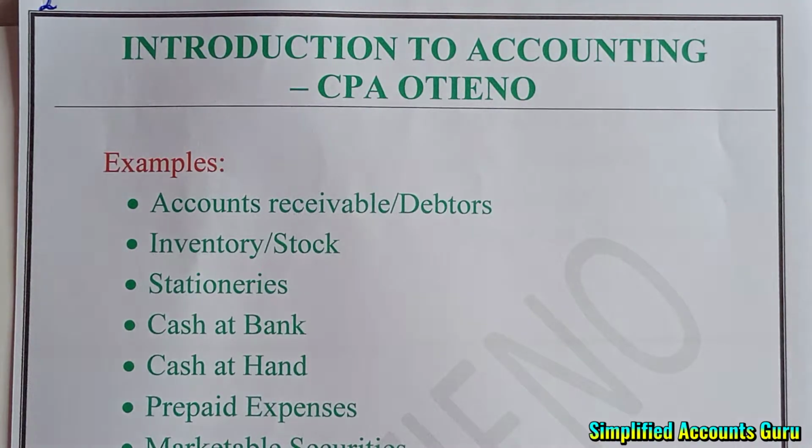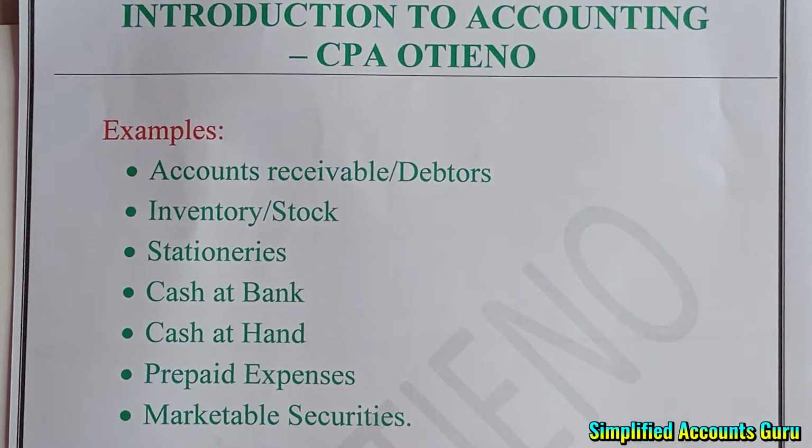Number one, we have accounts receivable, which is the same as debtors. We also have inventory, which is the same as stock. We have stationery. We have cash at bank, cash at hand, prepaid expenses, and we also have marketable securities.